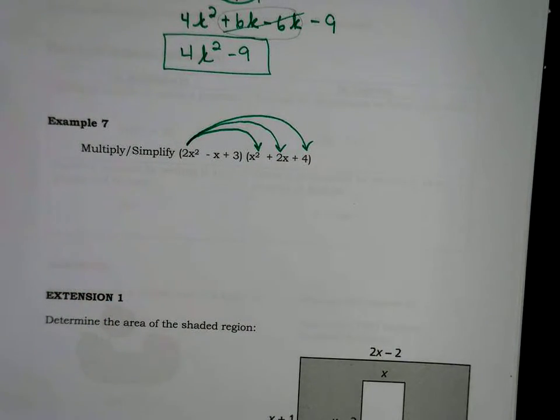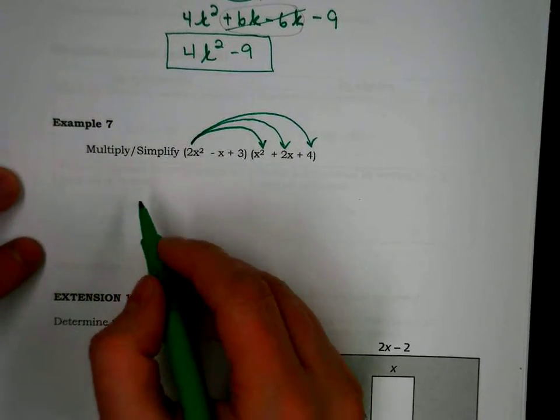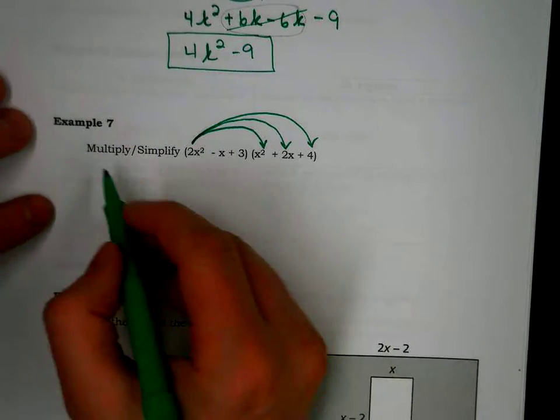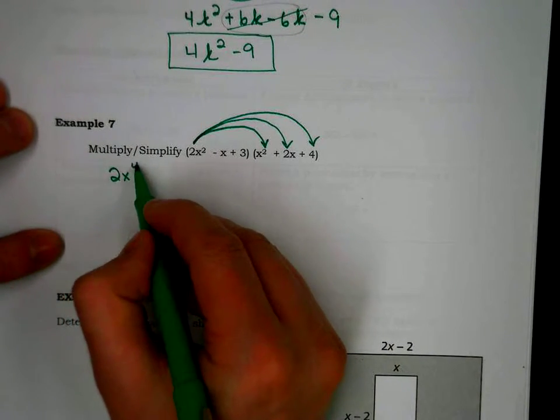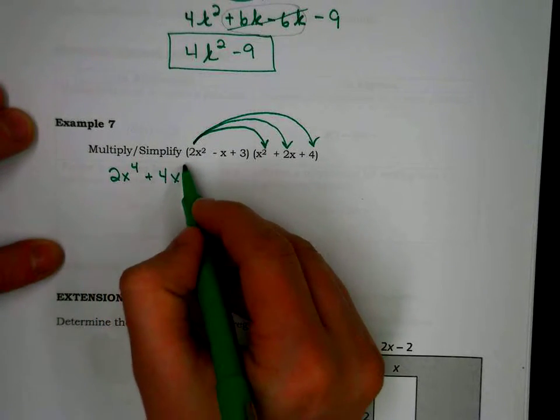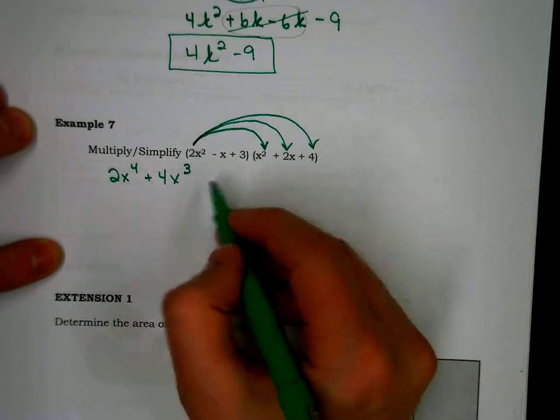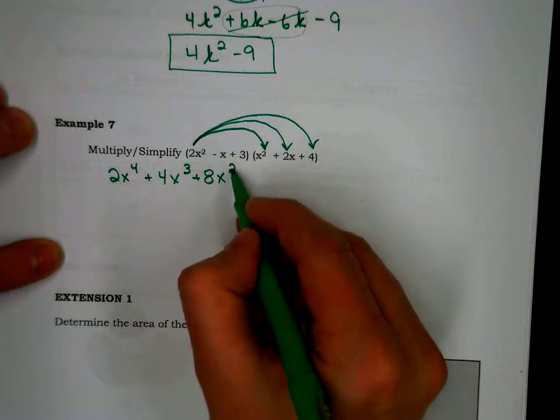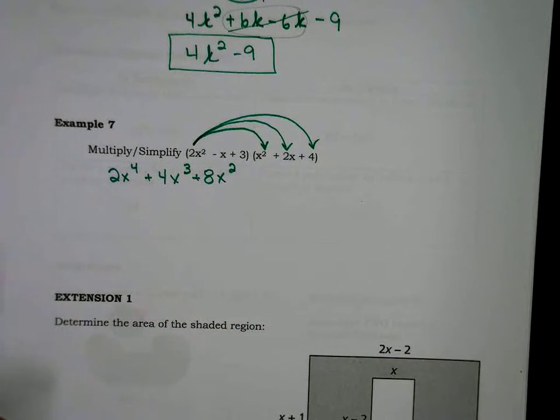The 2x squared needs to connect to everything in the second one. And this is 3 arrows. I'm going to save a little bit of space because we might run out of room. First arrow, 2x to the 4. Second arrow, 4x cubed. Last arrow is an 8x squared. Now what's strange is we actually have 2 more terms left.